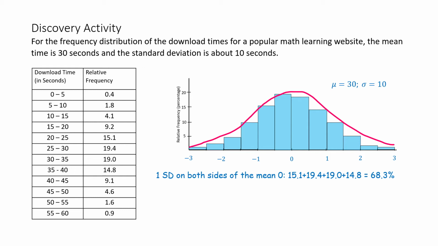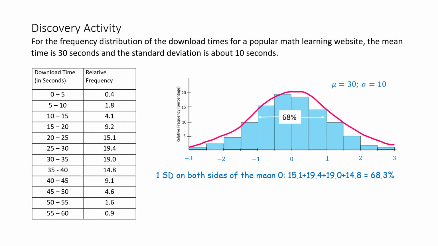For one standard deviation to the left, we would add 15.1 and 19.4. To the right, we would add 19.0 and 14.8. The sum of the relative frequencies is 68.3. That's the percentage of the area under the normal curve between the standard deviations of -1 and +1.